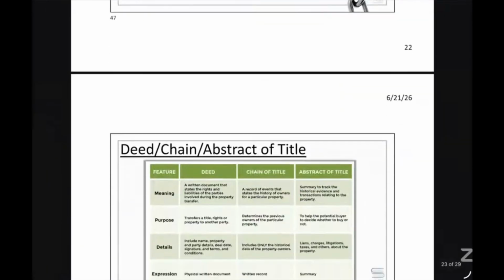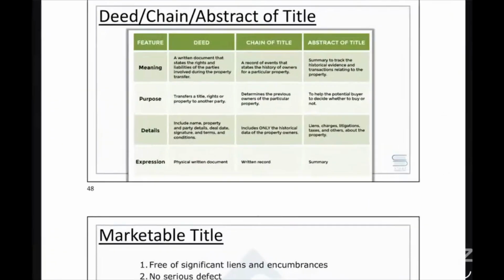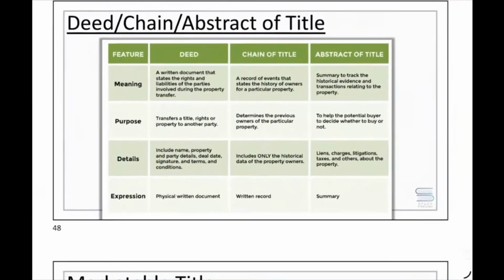Okay. All right. People do get confused about this idea of a chain of title and abstract of title. Just remember a chain of title is just owners. Who begat who? Somebody begat somebody who begat somebody who begat somebody. Versus an abstract of title tells mostly everything.